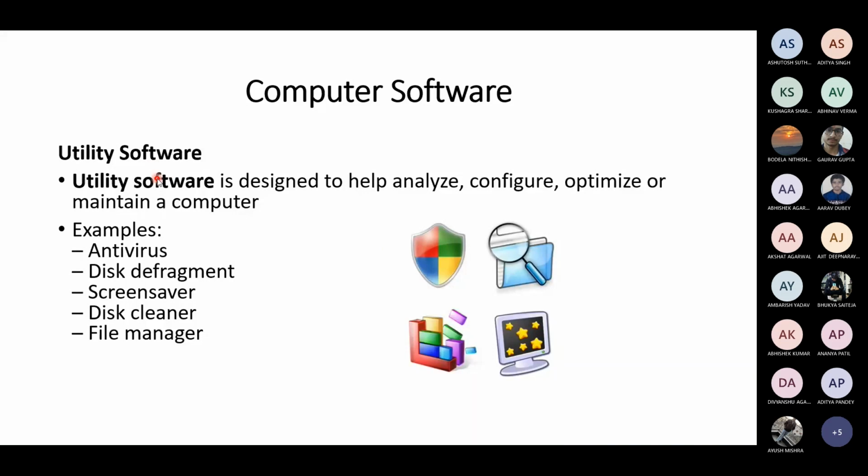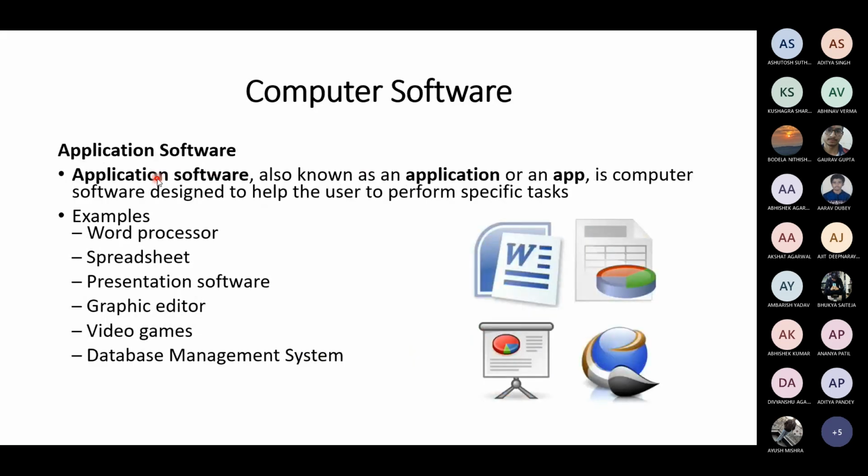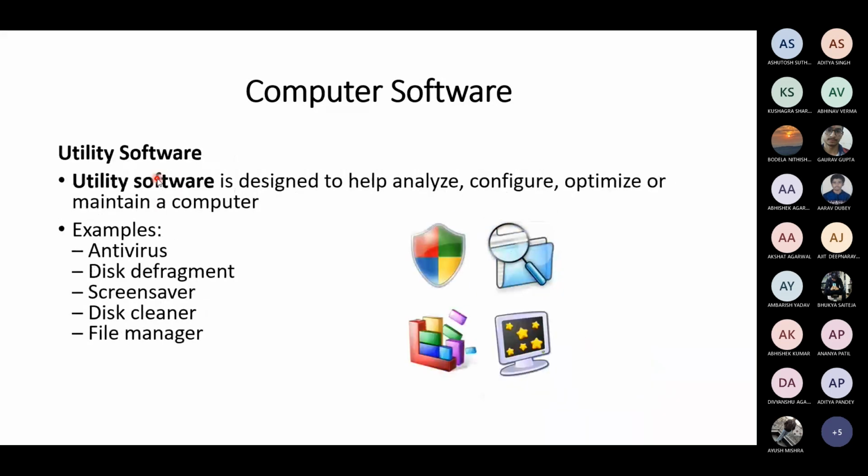So I guess you have a brief idea of the difference between all these three: operating system, application software, and utility software. If you have any doubt so far, please ask. Again, I'm asking you, if you have any doubts so far in this class, please ask.